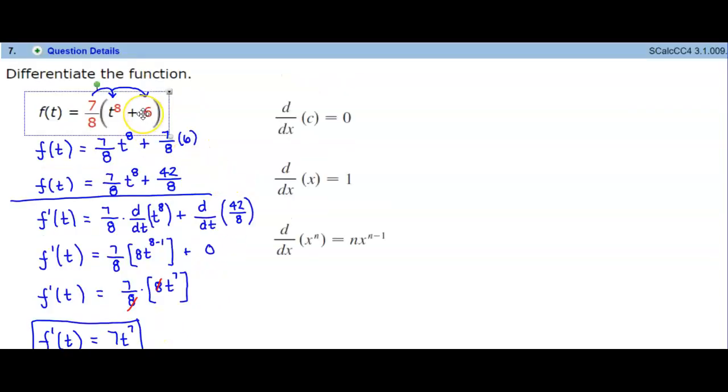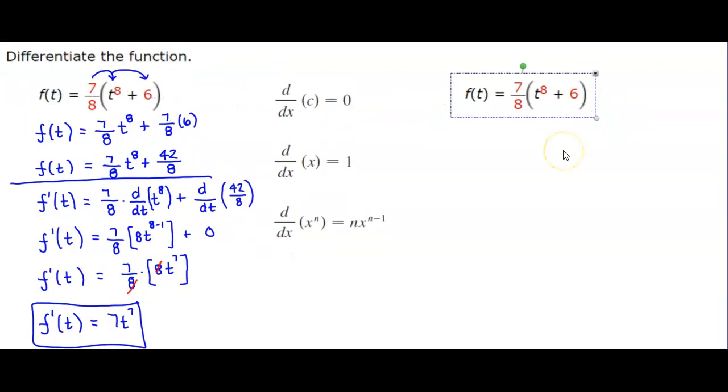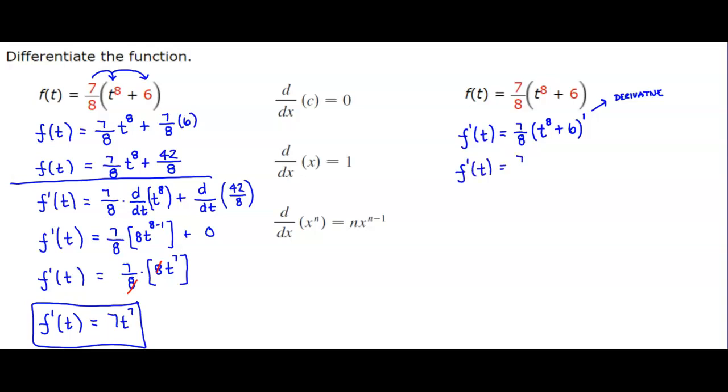Now, another way of looking at this is the following. If we look at the same problem here and go on the same route, we want to find the derivative of this function. So that means f prime of t is equal to, well, the constant is already factored out, and so we want to find the derivative of what's inside the parentheses. And so we use that to represent the derivative, right? We're finding the derivative of that quantity. So we would leave the constant factored out, which is 7/8, and then find the derivative of t to the 8th.